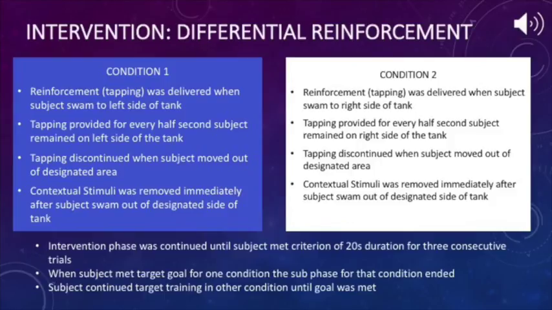When the fish crossed over to the right side of the tank, no tapping was provided, and the contextual stimulus was removed. During condition 2, the same procedure was conducted, except the target behavior was to remain on the right side of the tank. Intervention trials were conducted until a subject met the criterion of a 20-second duration for 3 consecutive trials for each condition.